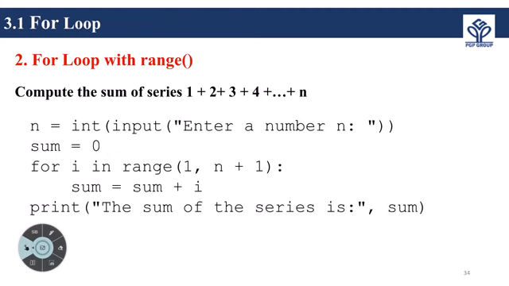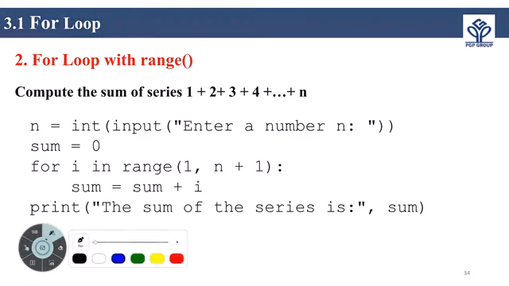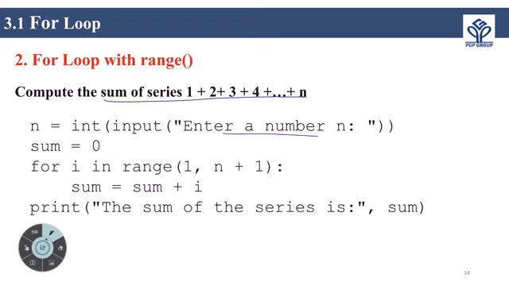Next one, for loop with ranges: compute the sum of a series, and see how to execute it. The series is 1, 2, 3, and so on, plus n. So we enter a number n, sum is equal to 0, for i in range of 1, n plus 1. Suppose we give n is equal to 10, so 10 plus 1, that is 1 comma 11. After getting the value, sum is already 0. Clear? So we are assigning this.